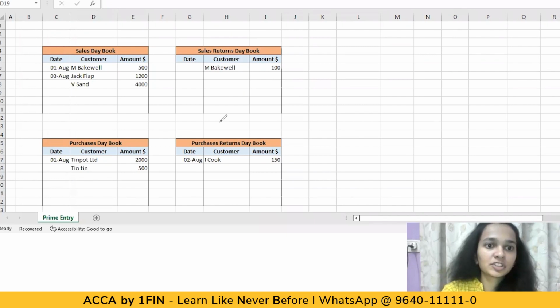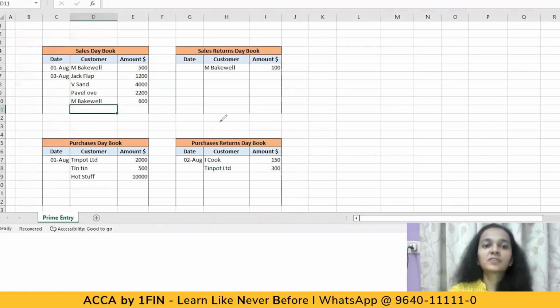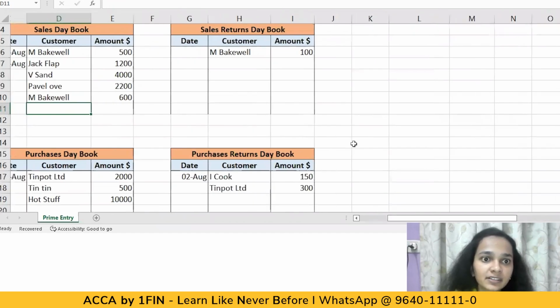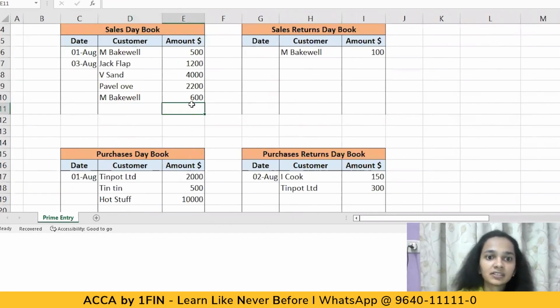So there's another purchase made from Hot Stuff Limited, amount being $10,000. There's a purchase return to Tin Pot Limited, being $300. So with this, we've now posted all the transactions in the respective books, in the respective day book: sales day book, purchase day book, sales return day book, and purchase return day book.